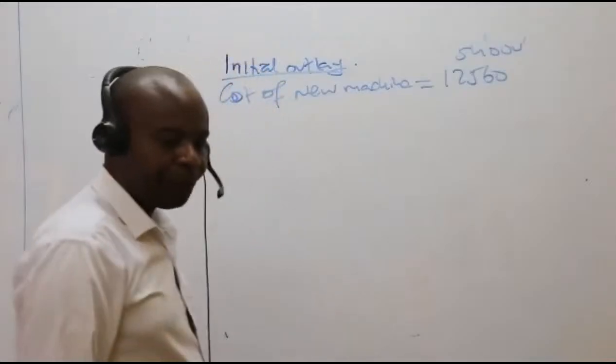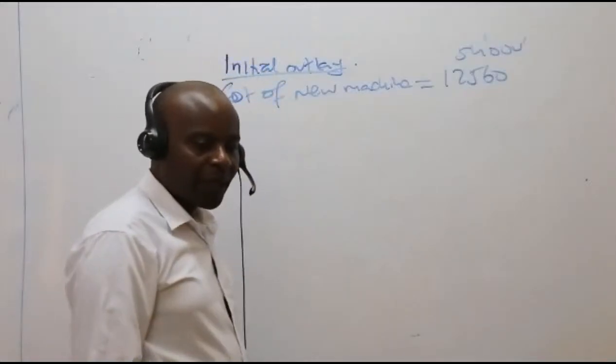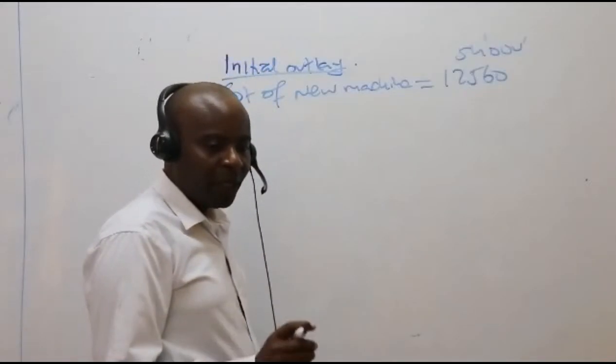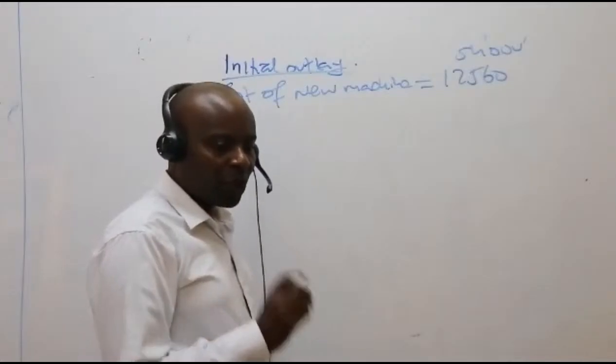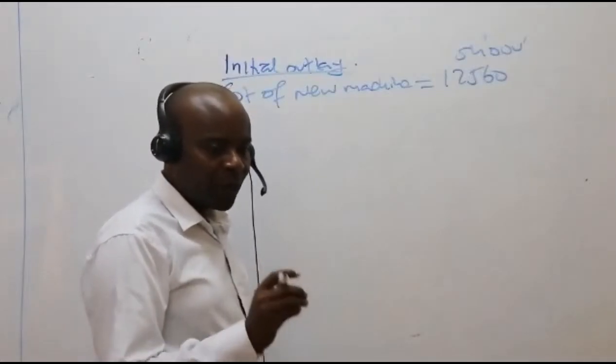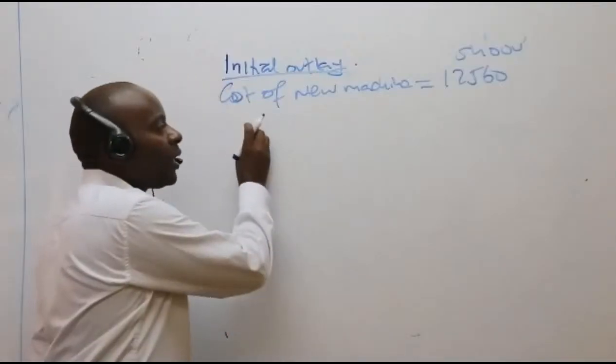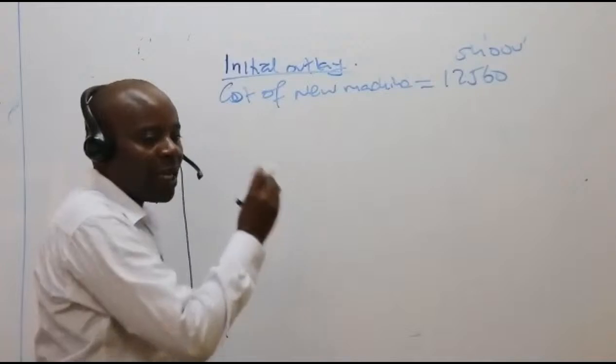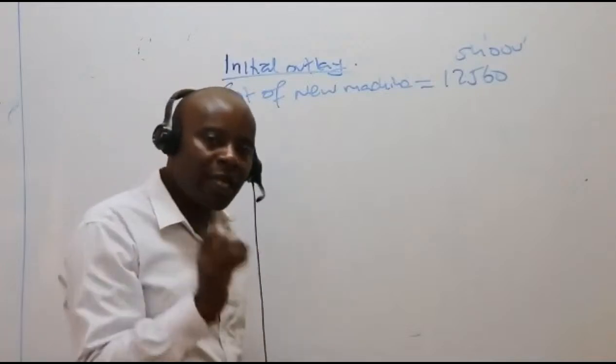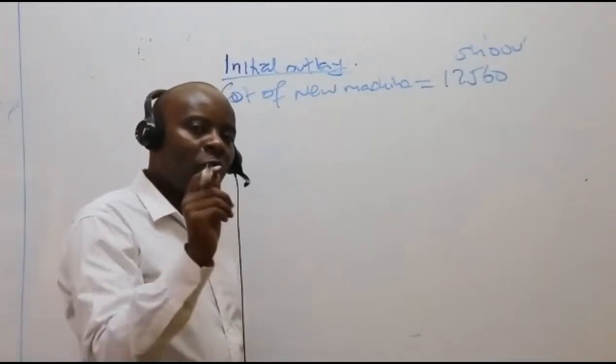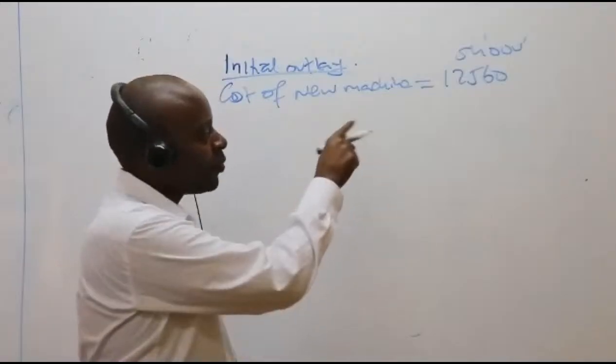We've been able to get the cost of the new machine. It is 12,560. Now from there we've seen the concept of what? We've seen the concept of working capital. This machine is not coming to run itself.